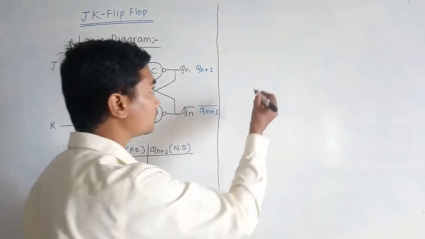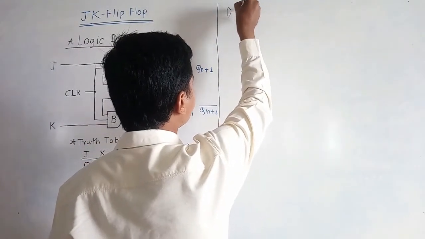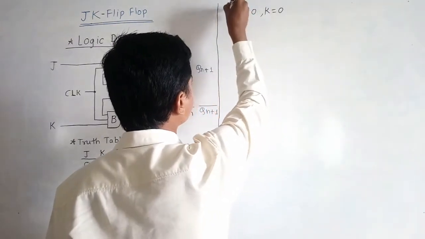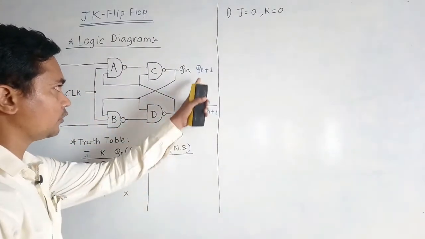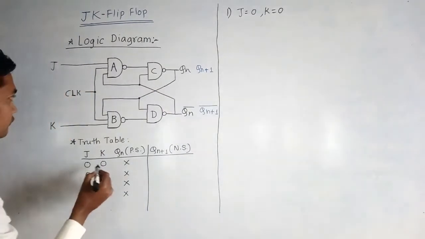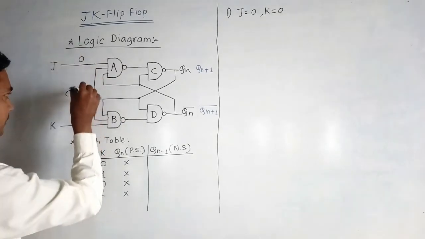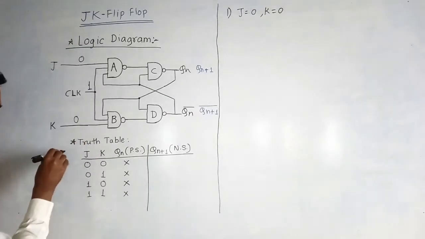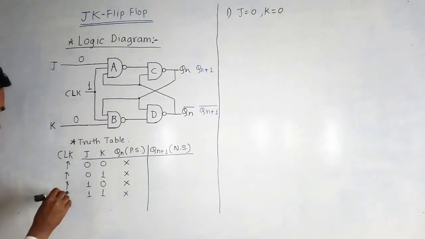So case number 1: J equal to 0 and K equal to 0. Then what about Qn+1? Here if I make J equal to 0 and K equal to 0, and the clock pulse is applied, that is 1. Here we are considering clock equal to 1, that means the rising edge, for all the cases.